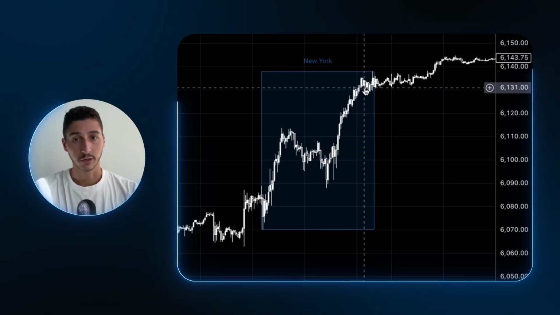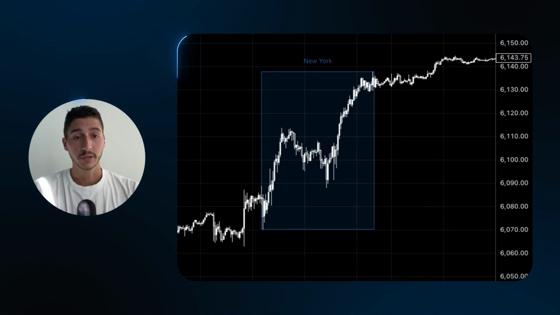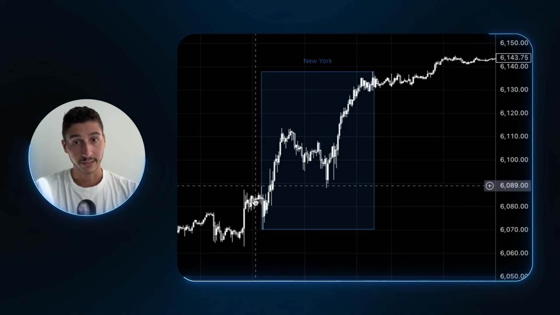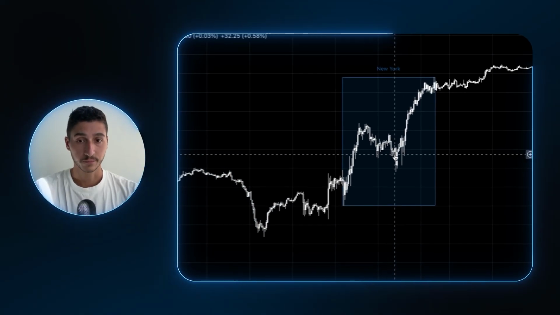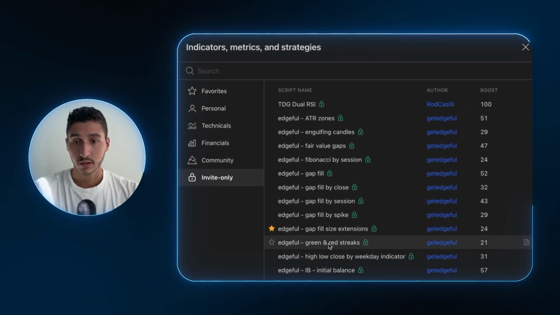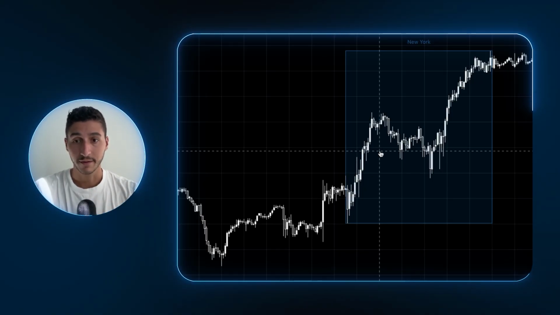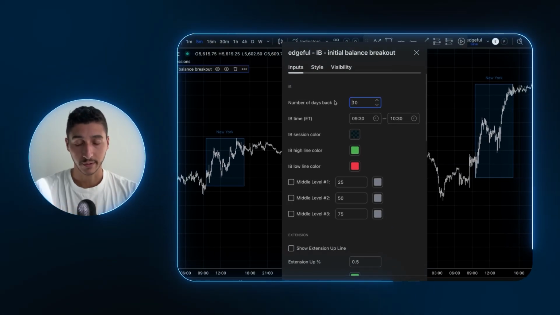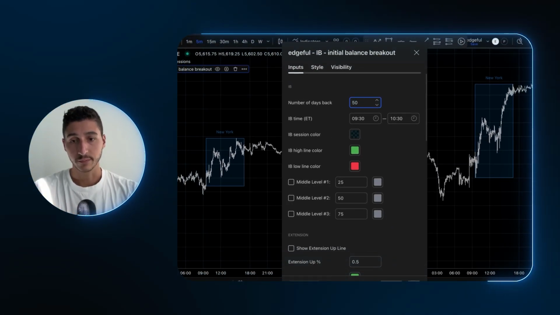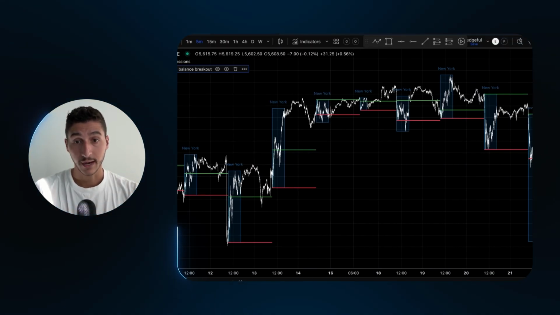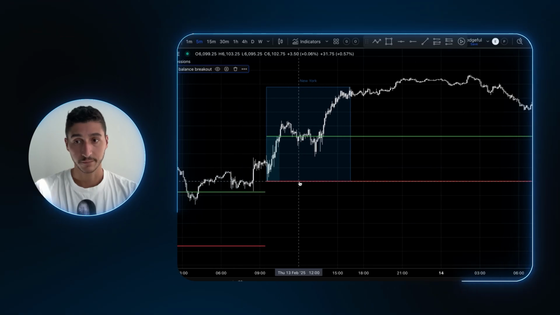So it's very important that you understand that you are filtering the data only for the price action within these boxes here. So the initial balance is going to be the high and the low of that first hour. And you can see we have these blue boxes and we also have this IB indicator that will automatically plot for you the high and the low of the first hour of every single day.